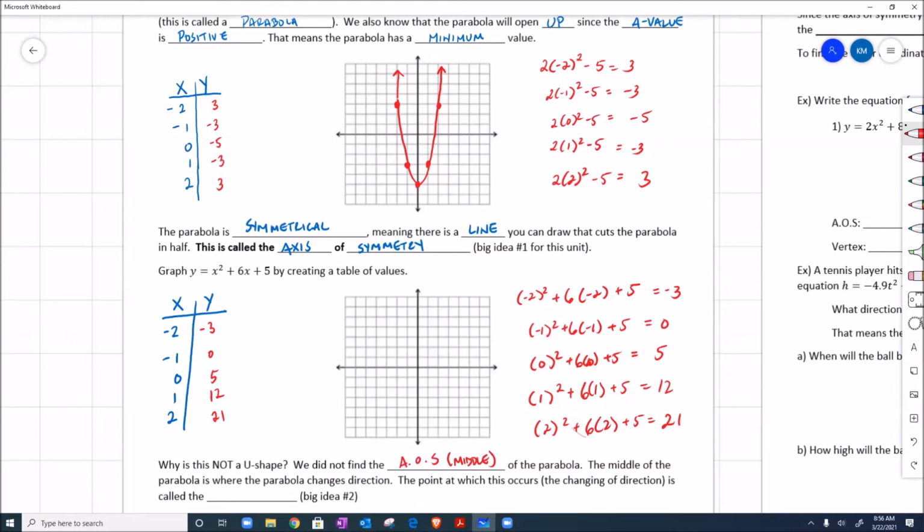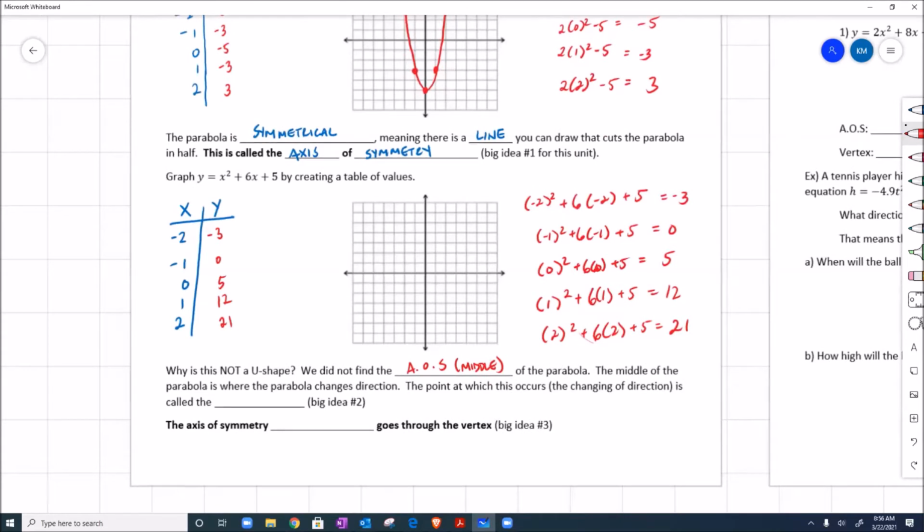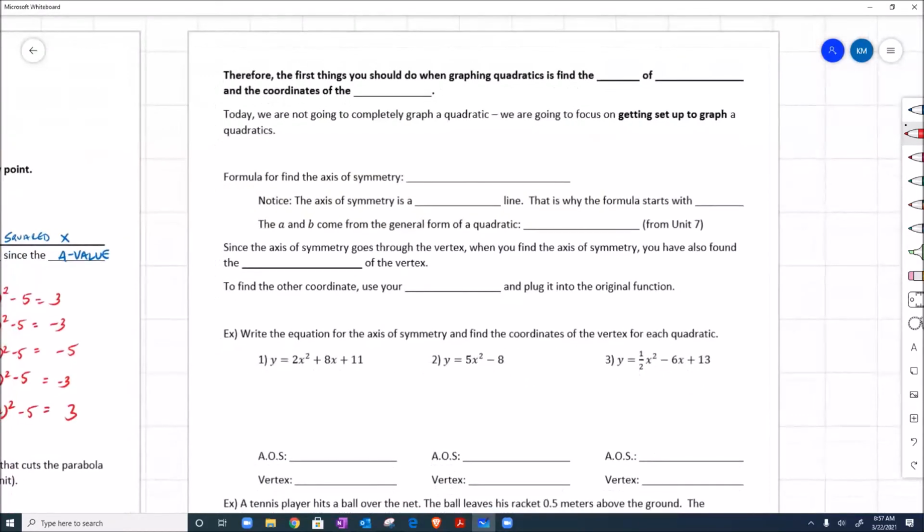The middle of the parabola is where the parabola changes directions. The point at which this occurs, the change of directions, is called the vertex. The axis of symmetry always goes through the vertex. So we'll be looking at finding that middle in this next section. The first thing you should do when graphing quadratics is find the axis of symmetry and the coordinates for the vertex.